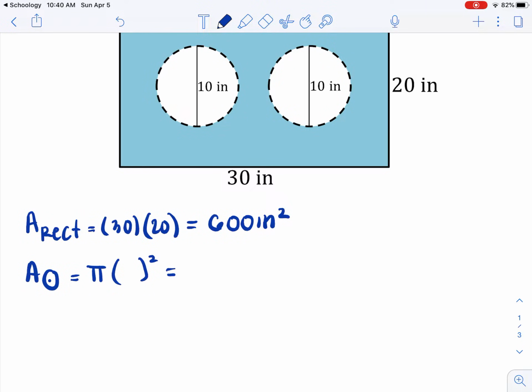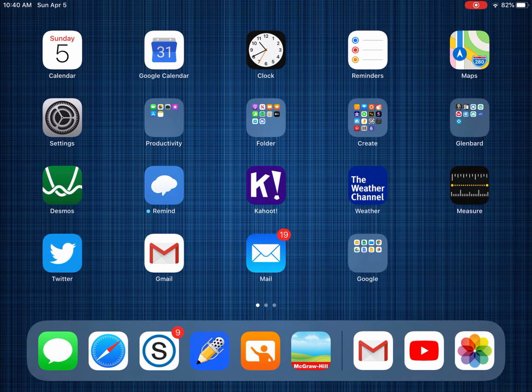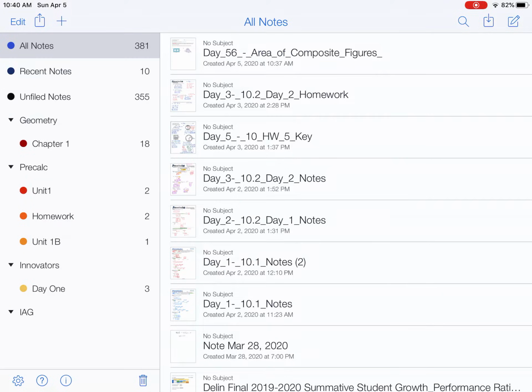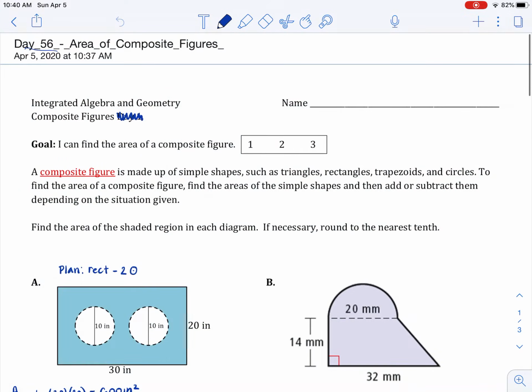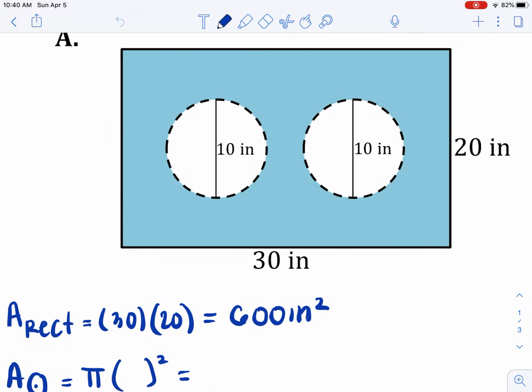Okay, my Notability froze, so I have to exit out of it really quickly and then open it back up. This happens sometimes.